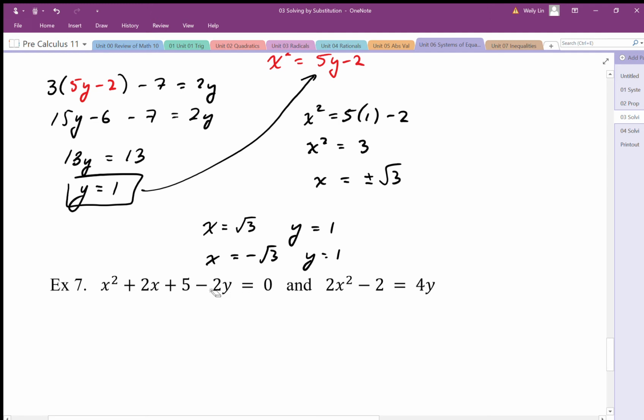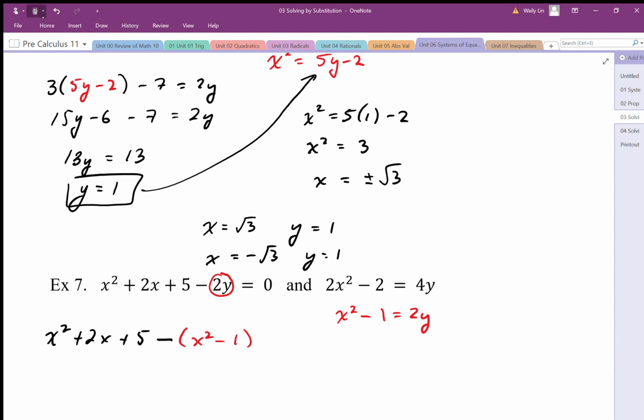Now, because we can do like-for-like replacement, instead of substituting for y, I'm going to just substitute for 2y, because I can make that into 2y. So by dividing that second equation by 2, x squared minus 1 equals 2y, I'm going to do a like-for-like replacement for that 2y. So I end up with x squared plus 2x plus 5 minus the 2y, which is replaced with x squared minus 1, and that's going to be equal to 0.